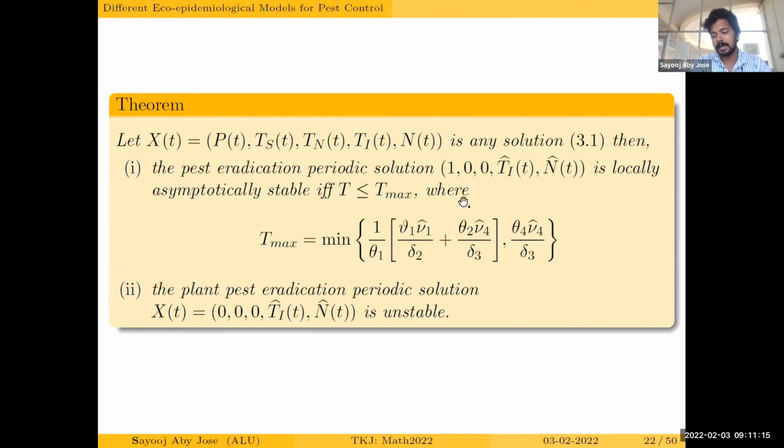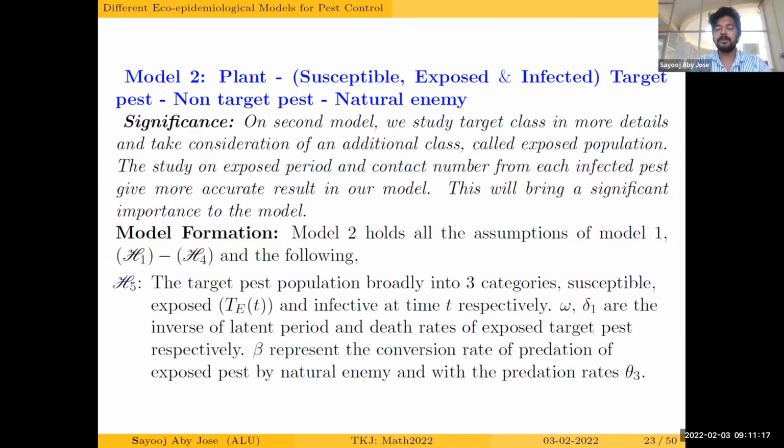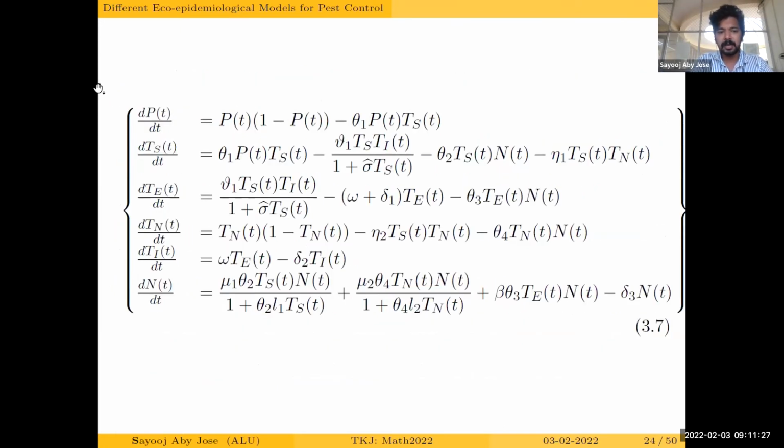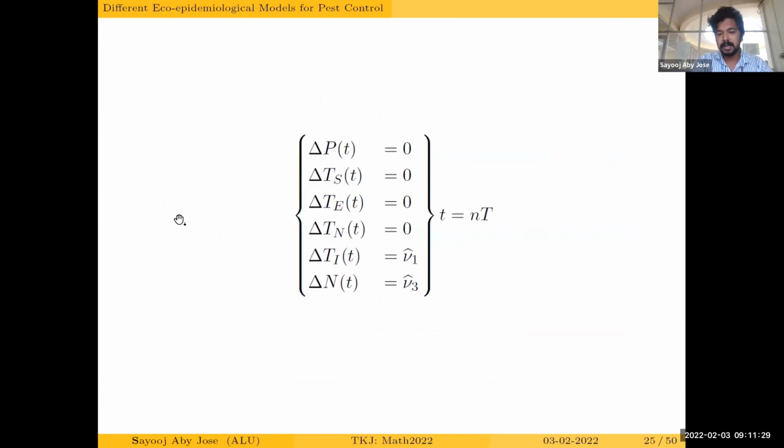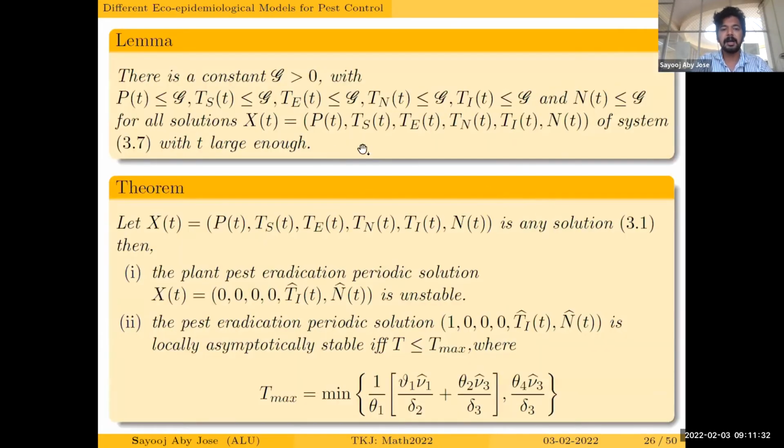So we can get this idea. The next model is the generalization of the first model. We consider the target-specific exposure class. They have some assumptions, and from that we formulate the model. In the same way the impulses are released, and we find the stability and get another Tmax for this model also.